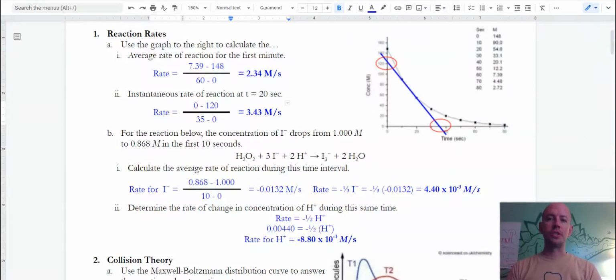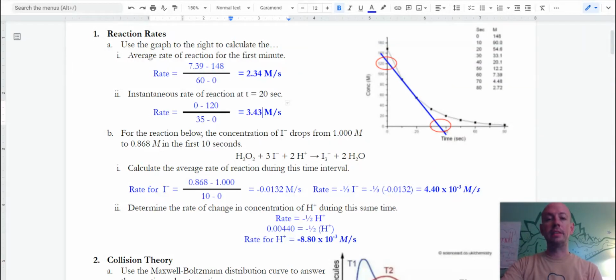In this first question, we're asked to use a graph which connects to this data table of molarity change per time. So when we want an average rate over time, we look at the final and initial values. Final minus initial allows us to get this change right here. We have a pretty significant change going from 7, or down to 7, from 148. And then we are obviously going for 60 seconds.